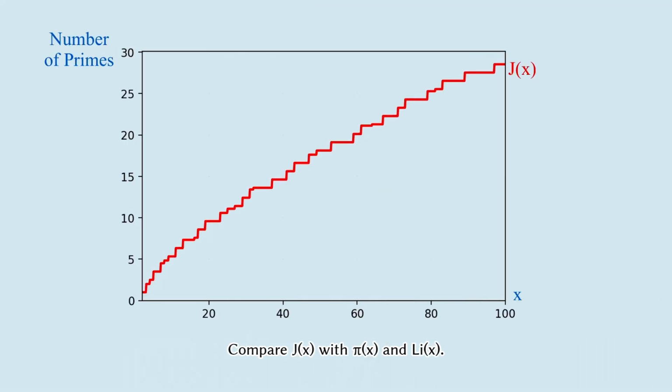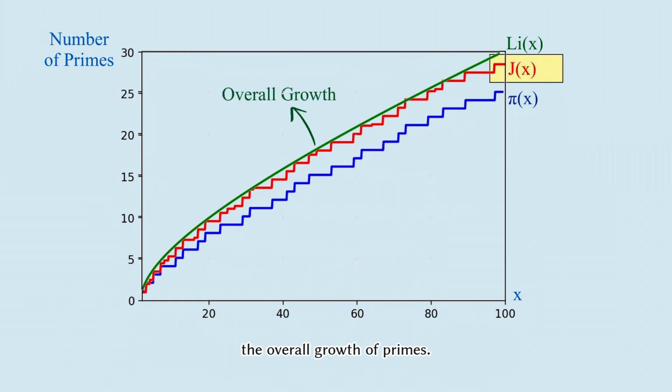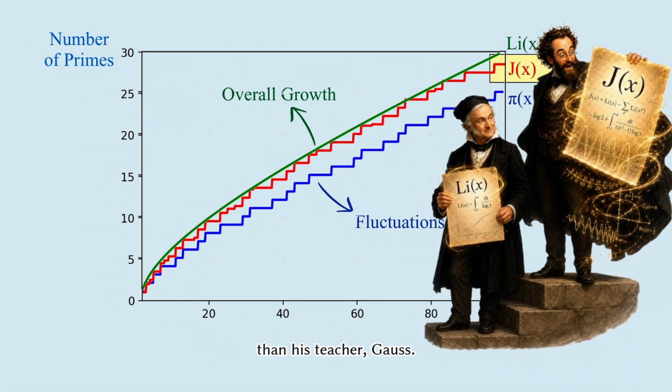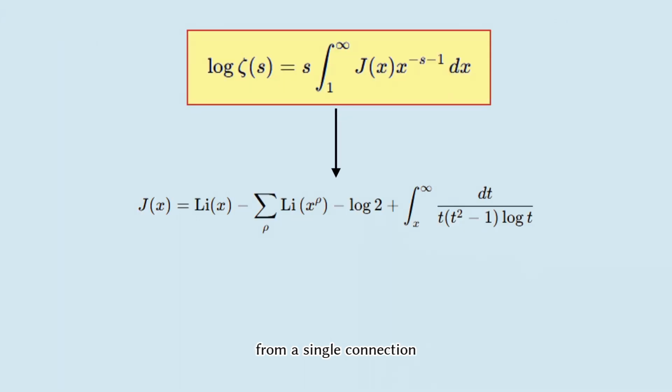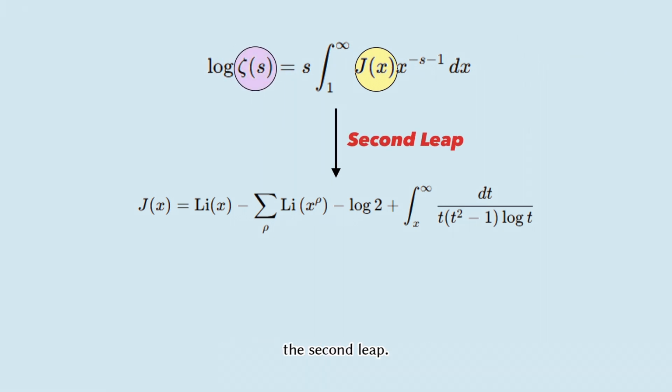Compare J(x) with pi(x) and li(x). J(x) doesn't just describe the overall growth of primes. It captures even their fluctuations. In that sense, Riemann went even further than his teacher Gauss. All of this comes from a single connection between J(x) and the zeta function. That's why we call this connection the second leap.